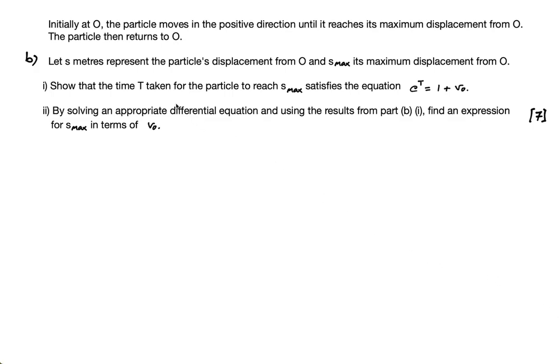Okay, so it says initially at 0, the particle moves in the positive direction until it reaches its maximum displacement from 0. The particle then returns to 0. Note, guys, see here it says initially at 0.